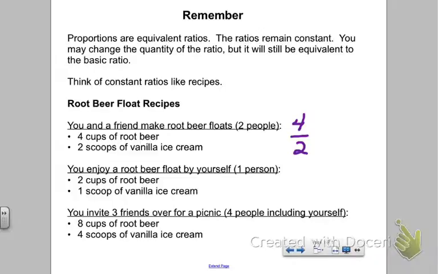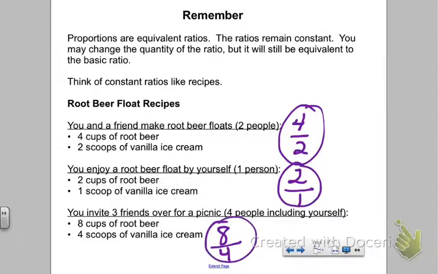What if you want to enjoy a root beer float by yourself? So now you've got a ratio of 2 cups of root beer to 1 scoop of vanilla ice cream. What if we're talking about 4 people? Maybe you invite 3 friends over for a picnic, so you and your 3 friends, that's 4 people. Now you have 8 cups of root beer to 4 scoops of vanilla ice cream, 8 to 4. All of these ratios are actually the same because you have a constant ratio of the original recipe. The original recipe is not changing, it's constant.